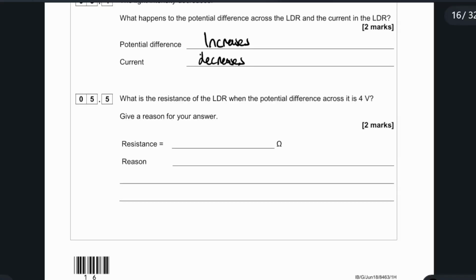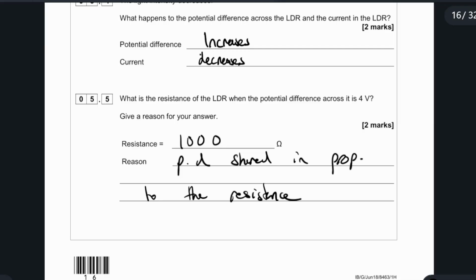And so the reason then, we say the resistance first of all is 1000 ohms. The reason for that is that the potential difference in a series circuit is shared in proportion to the resistance. So you write that down, potential difference is shared in proportion to the resistance. Hopefully that makes sense.